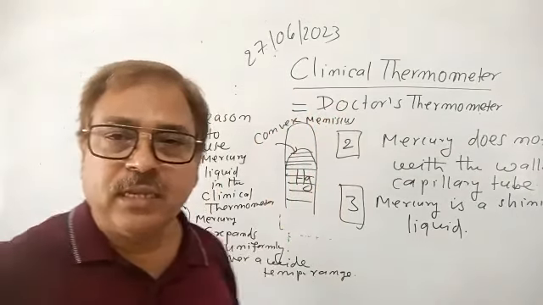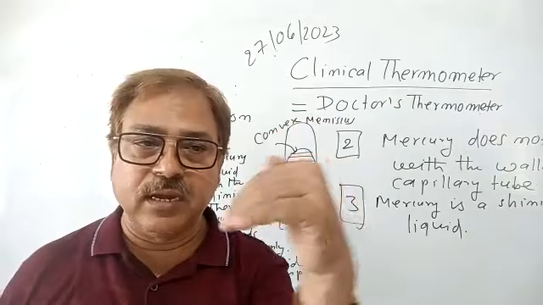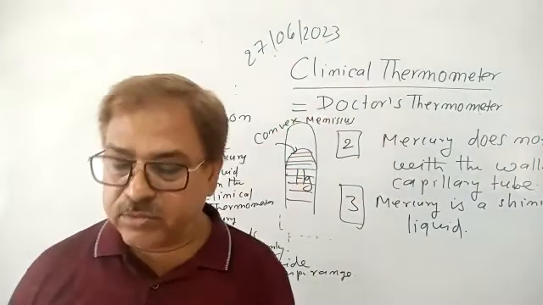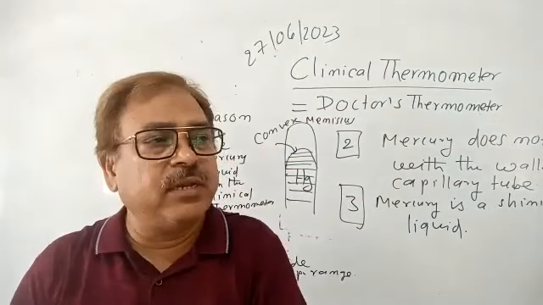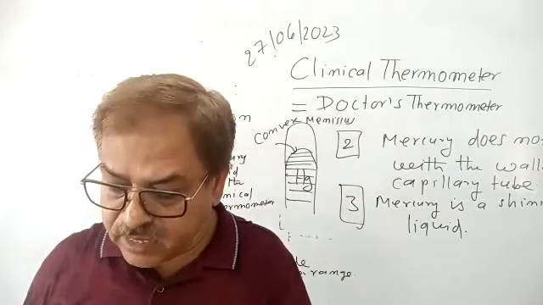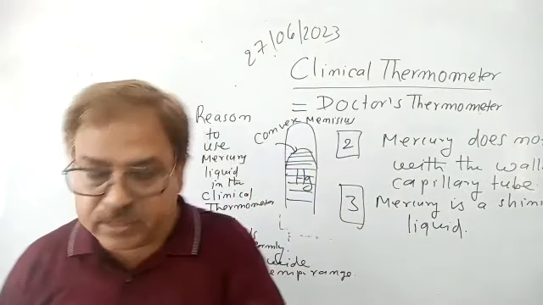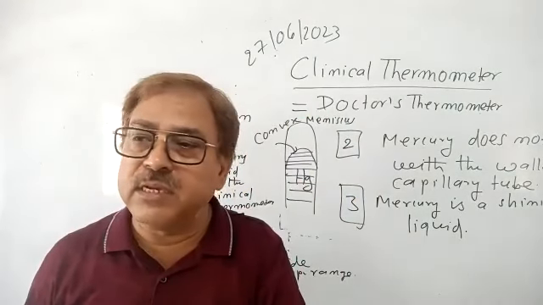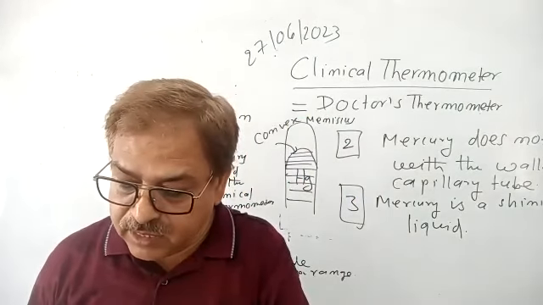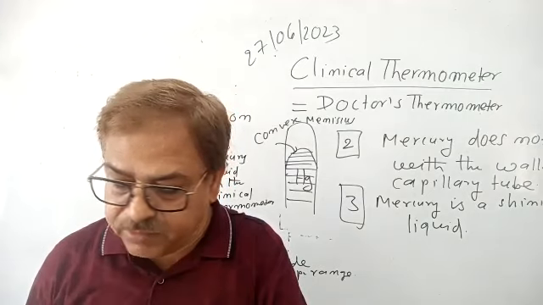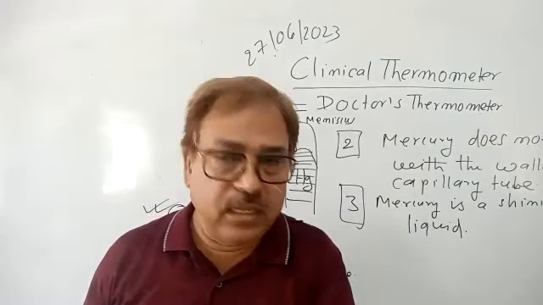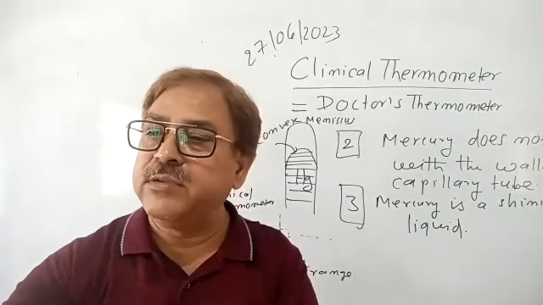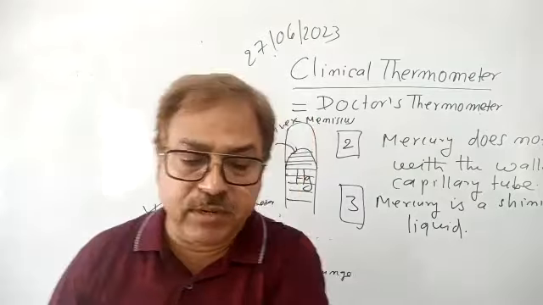So mercury has a convex, bulging-out level inside the capillary. So we can easily see the level of the mercury in the thermometer. While reading, we should focus our line of sight to observe the convex meniscus of the mercury in the thermometer. And this is the body temperature of the person under observation. In this way, we have seen how the clinical thermometer is utilized to measure the temperature of the human body.